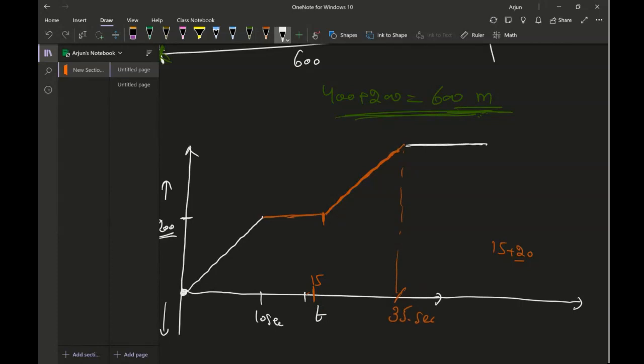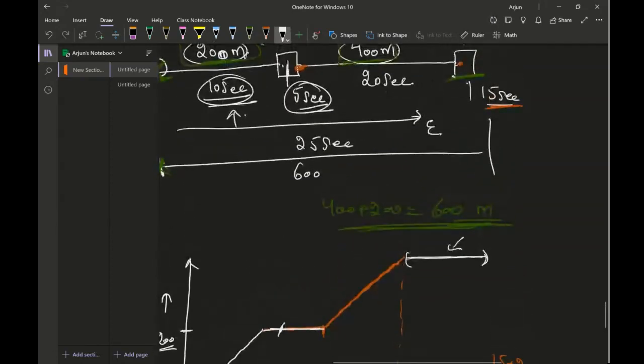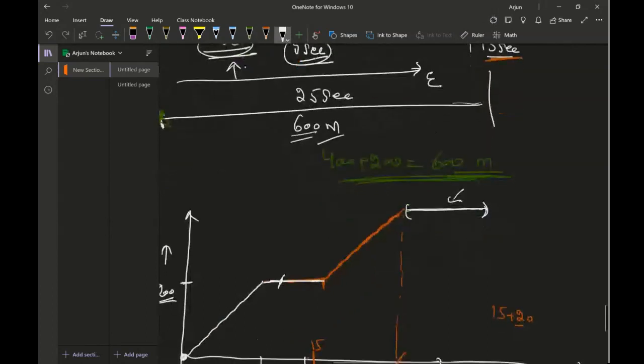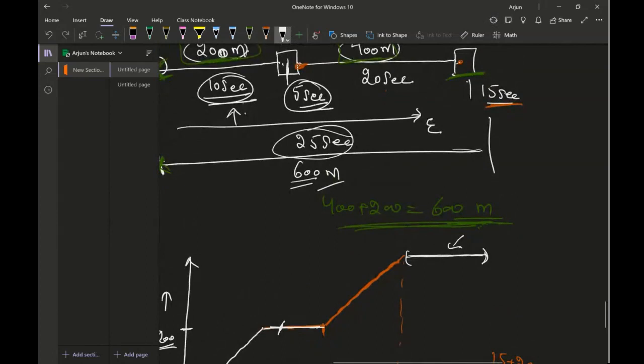So this will be a horizontal line. Horizontal line means no displacement. And obviously I can see it on the graph down here also. The displacement is not changing. And up here also the displacement is not changing. And then he moves back. He covers 600 meters, well, I should represent meters down here too. So 600 meters in 25 seconds.